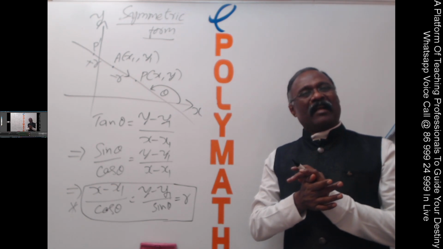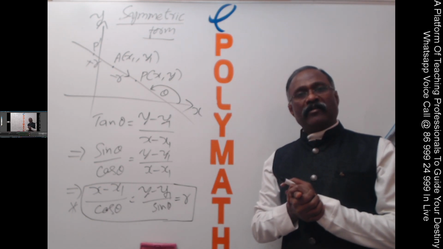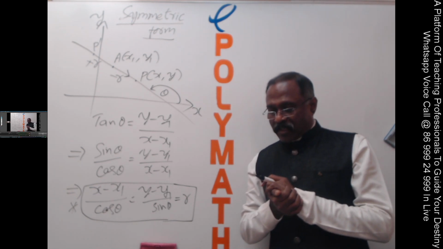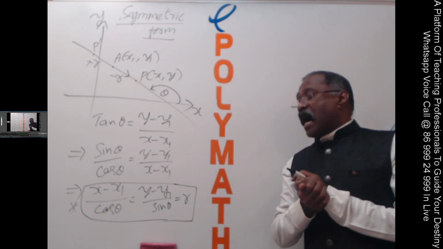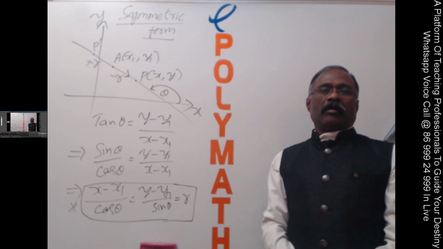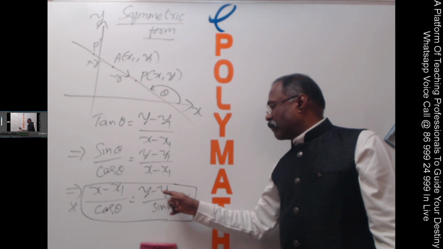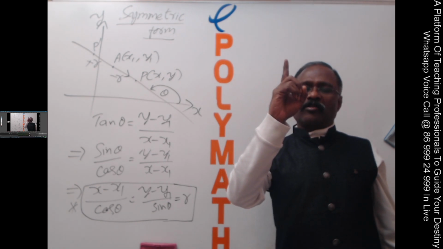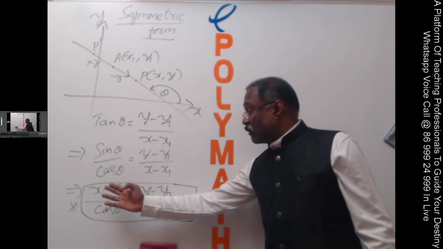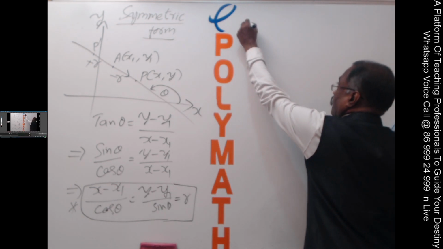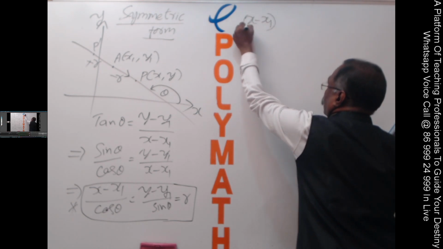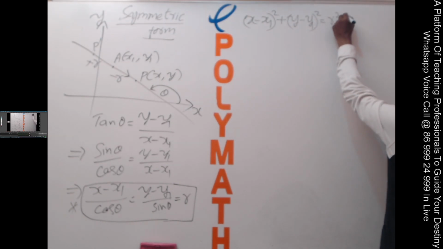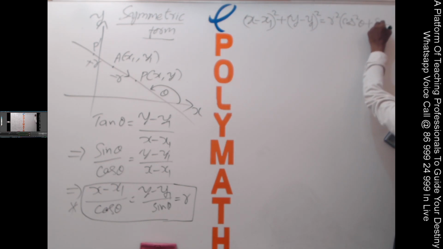Yes, you can get it. How? Eliminate theta. X minus x1 is r cos theta. Y minus y1 is r sin theta. Squaring and adding, (x minus x1) whole square plus (y minus y1) whole square is equal to r square into (cos square theta plus sin square theta). Cos square theta plus sin square theta becomes 1, and r square is nothing but (x minus x1) whole square plus (y minus y1) whole square.